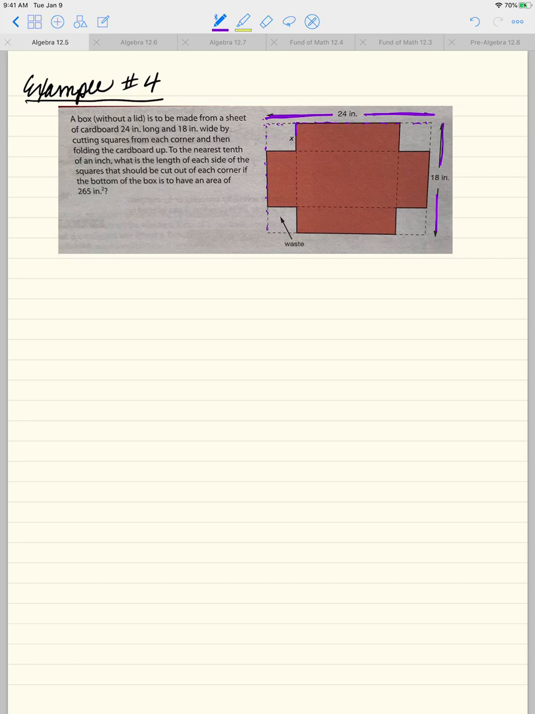So what we're talking about is this length, this length. They're all going to be the same length, okay? All of these lines that I'm outlining right here are going to be the same length. What is the length of each side of the squares that should be cut out of each corner if the bottom of the box is to have an area of 265 inches squared?